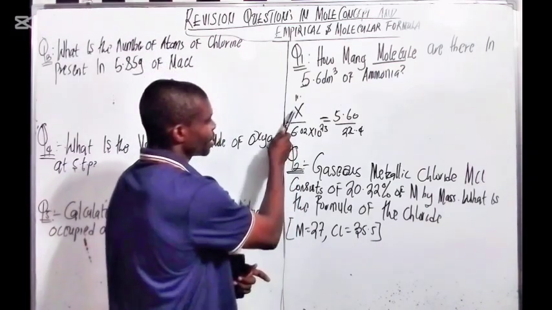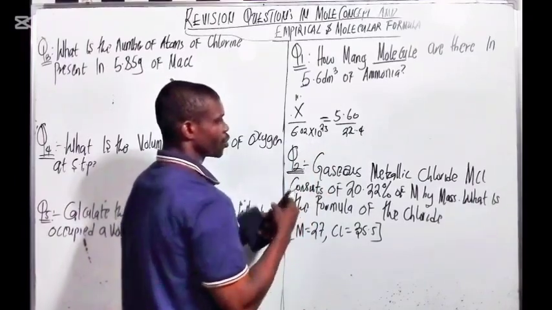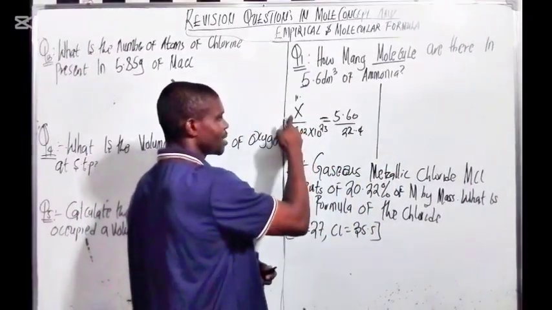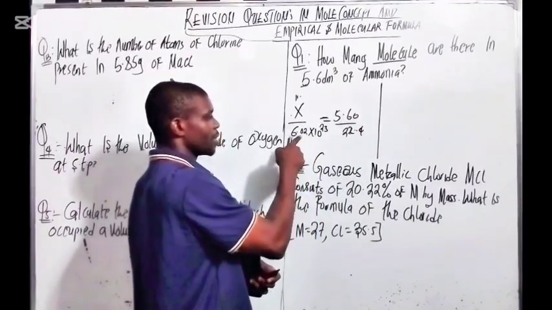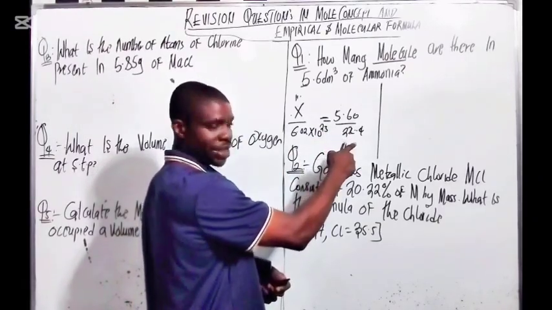So what happened here? I will make this the formula, which was the number of molecules, right? If I cross multiply here, let me just separate here. For cross multiply, what will happen? S times 2.4 dm³ equals 5.60 times 6.02 exponential 22, right? I'll now divide both sides by what? 2.4 dm³. Do you understand?